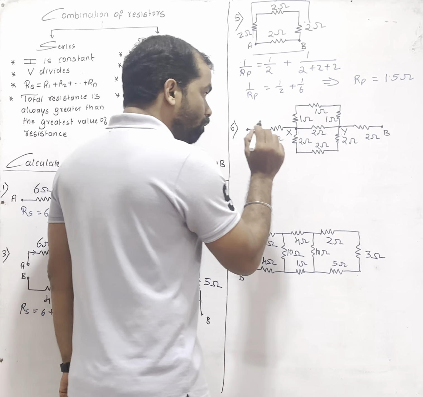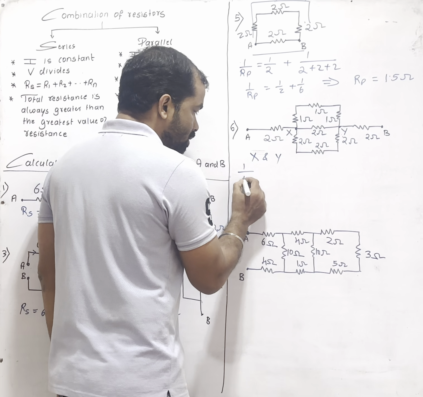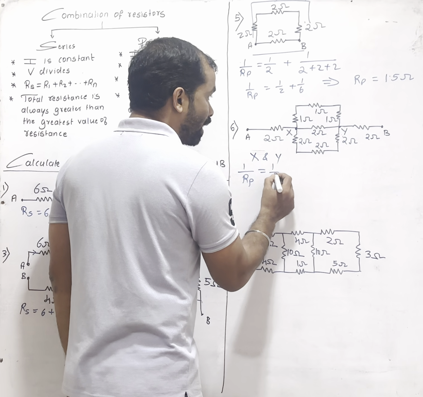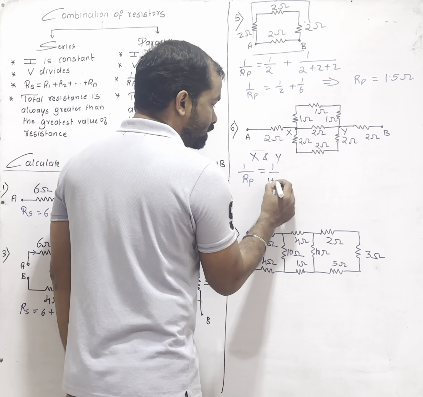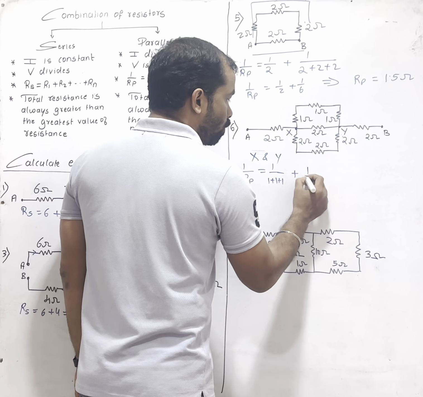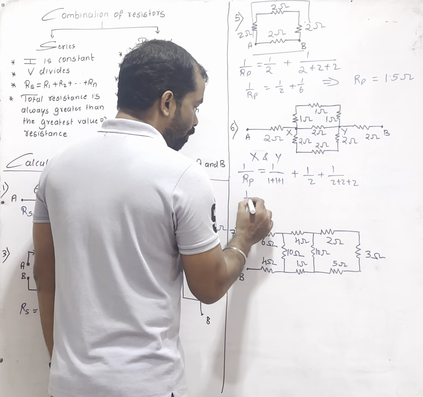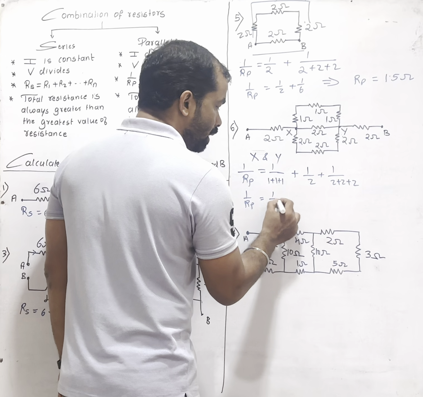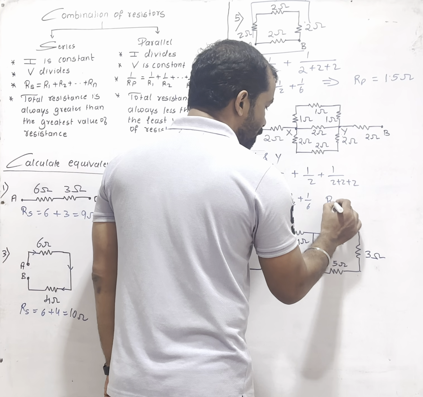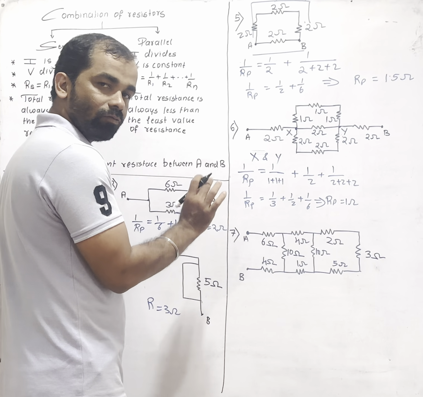So first I will solve between X and Y. Here I have choices, and these choices are in parallel. I will use the formula of parallel. 1 upon Rp is equal to 1 upon, in this path I will encounter three resistors, then the shortcut path has only one, and again here there are three resistors. So 1 upon Rp will be 1 upon 3 plus 1 upon 2 plus 1 upon 6. When you solve this, I will get Rp as 1 ohm. So this total will give me 1 ohm.